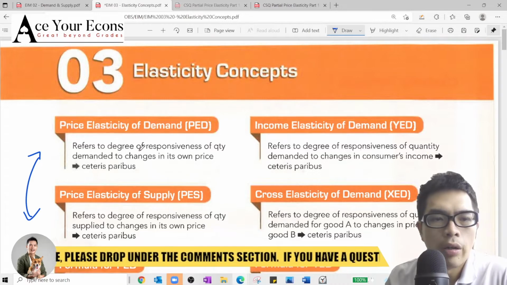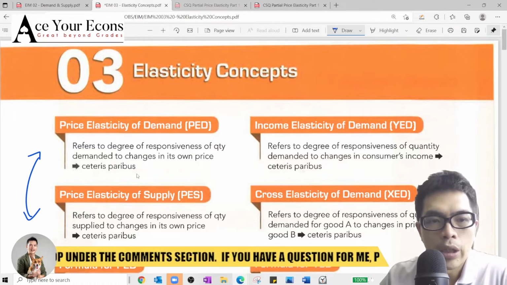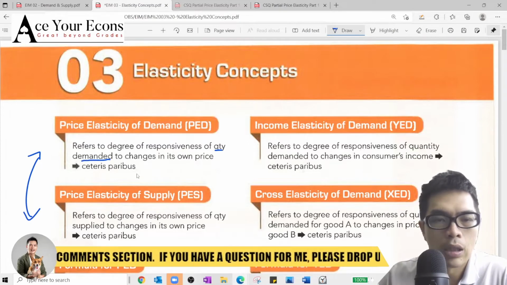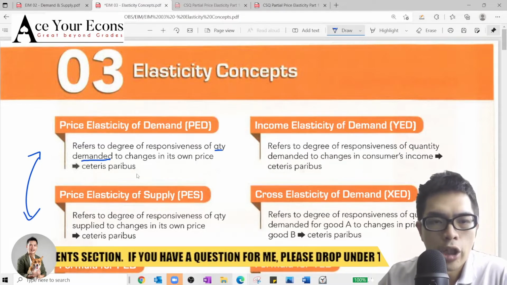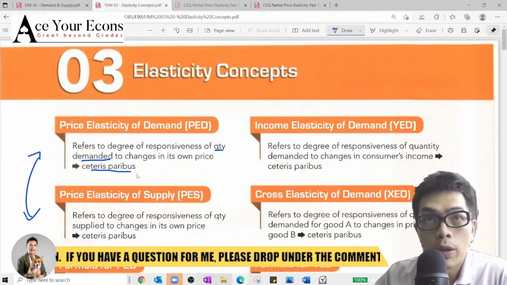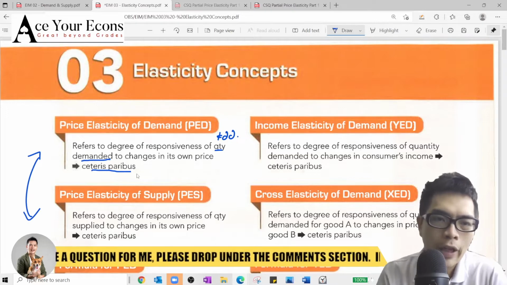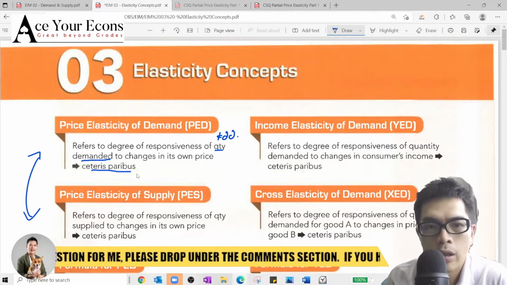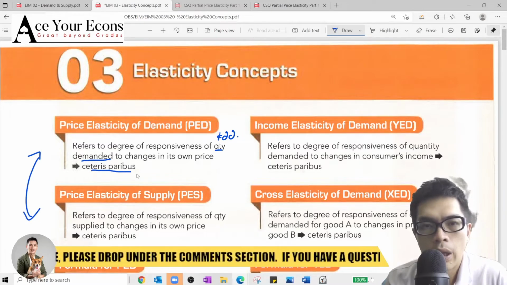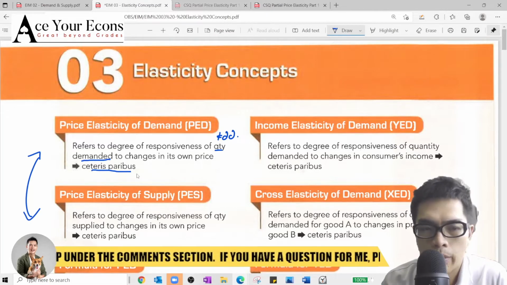PED, price elasticity of demand. You want to talk about the degree of responsiveness of quantity demanded with respect to changes in its own price, ceteris paribus. The first keyword here is quantity demanded. It is not demand. Last week or the last 2 weeks, we covered the difference between demand and quantity demanded, right? Quantity demanded is a price factor. Demand is a non-price factor. Today we'll be looking extensively into price factors, not non-price factors.